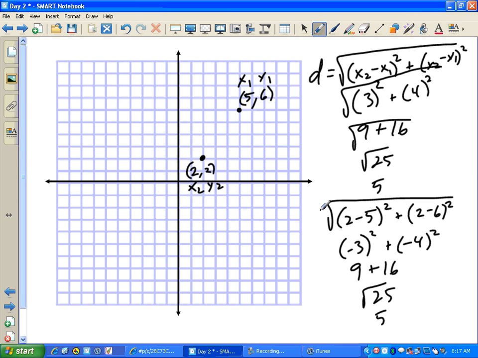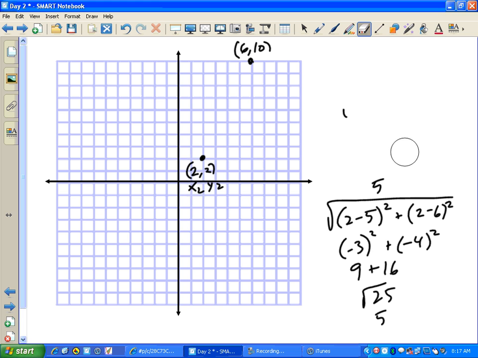If I didn't have one that worked out so nicely, we have to use what's called simplest radical form. So I'm just going to change this point so we get one that's not as good. So we'll do this. This should work out pretty nicely. So now this point here is at 6, 10. Okay.